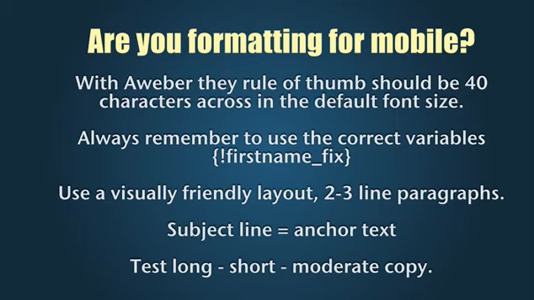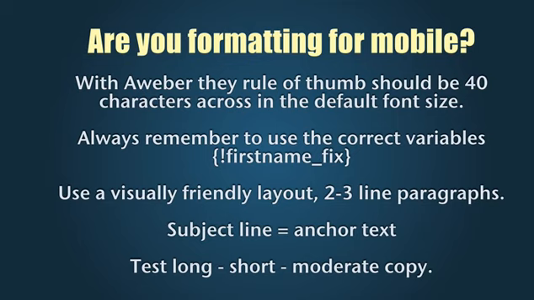Always remember to use the correct variables. Now, depending on what autoresponder you're using, these variables will differ. Right? Now, a variable is a little bit of code typically contained in the little squiggly brackets that you see there. And that code, or we call it a short code, when you paste that into the email copy, the autoresponder dynamically replaces that code with the text on file that represents that variable. Meaning, if I insert the first name fix variable, it's going to take the first name of that subscriber that's receiving that email and drop it into that spot.